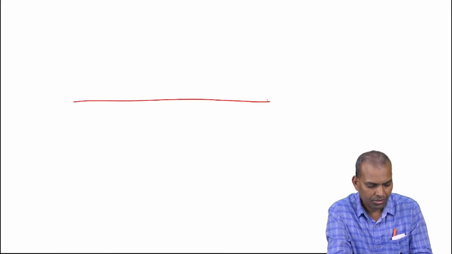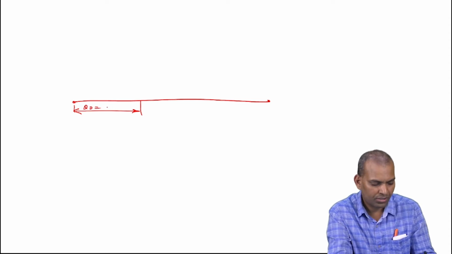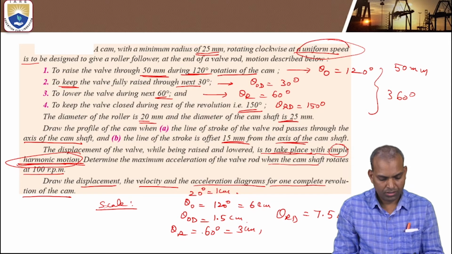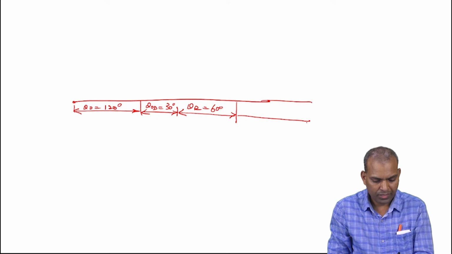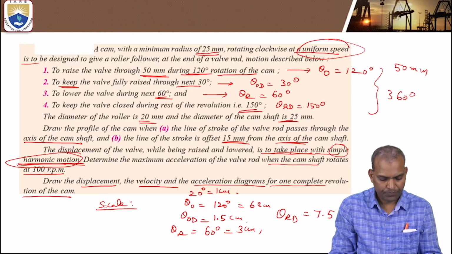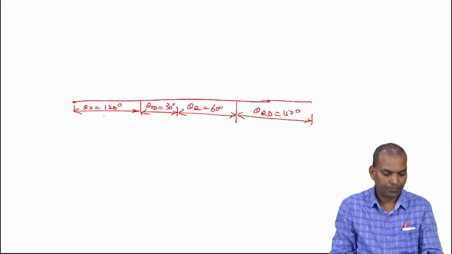That line is the total. The theta outstroke, the length is how much? 6 centimeters, that is 120 degrees. Theta outstroke dwell, 30 degrees, that is 1.5 centimeters. Theta return stroke is how much? Return stroke is 60 degrees, that is 3 centimeters. Return stroke dwell remaining, what is the angle? Return stroke dwell 150 degrees, that is 7.5 centimeters.